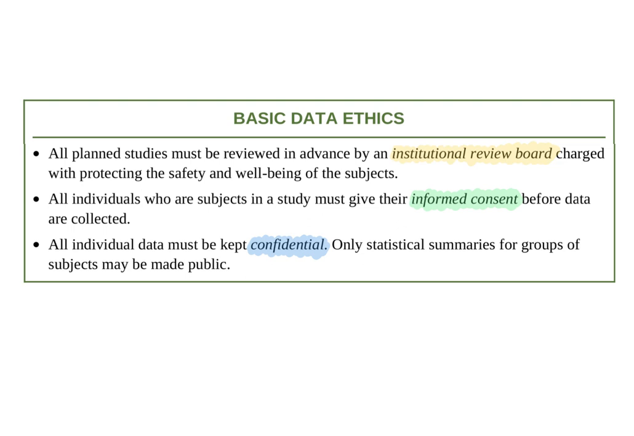Second, all those individuals who are subjects in a study must give their informed consent before data are collected. That is a lot of paperwork. And in order to be experimented on, at least, a human has to give informed consent in writing. And lastly, all individual data must be kept confidential. Only statistical summaries for groups of subjects may be made public. So there's no identifying information that is released anywhere about an individual or a group, because that just breaks all sorts of confidentiality laws.